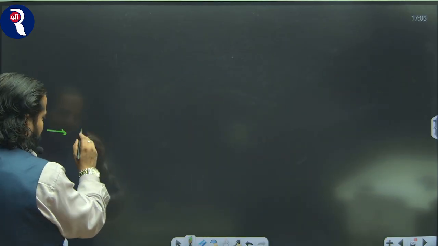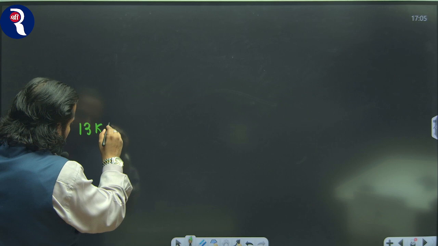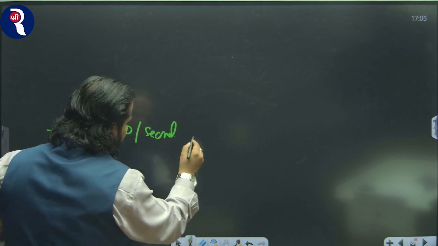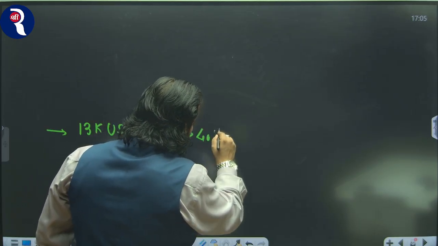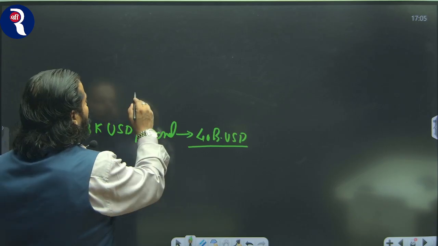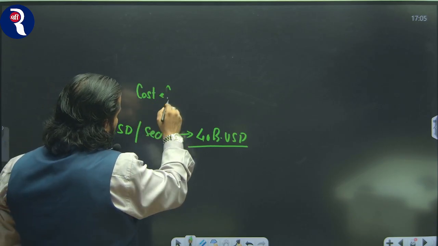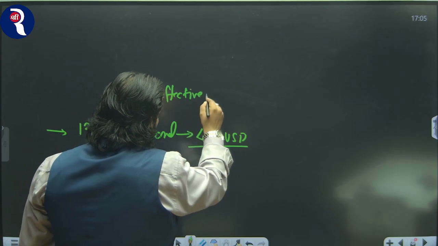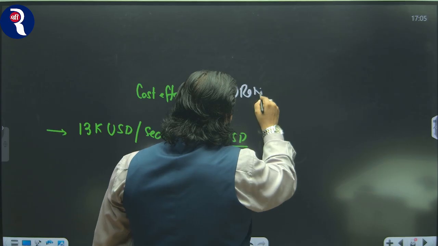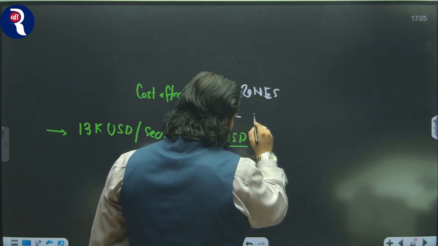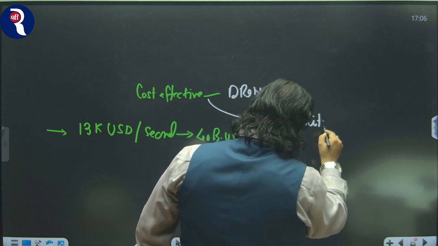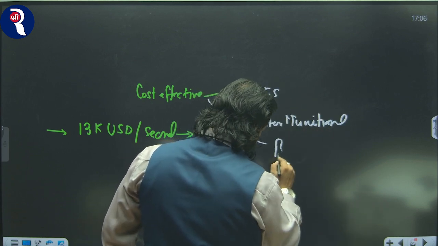Every day, the US is paying 13,000 USD per second in this war, and it has cost 40 billion US dollars, while Iran is fighting with cost-effective drones, loiter munitions, and ballistic missiles.